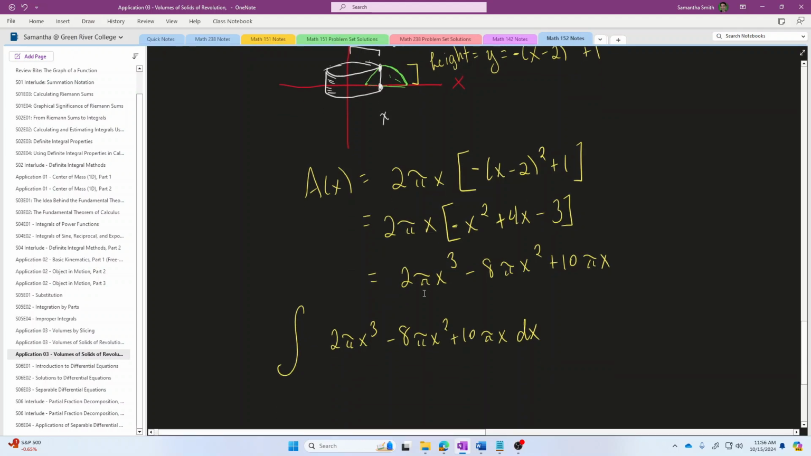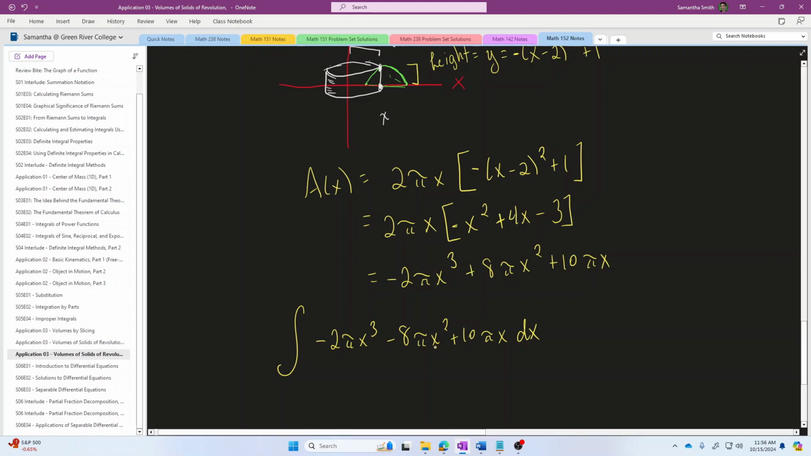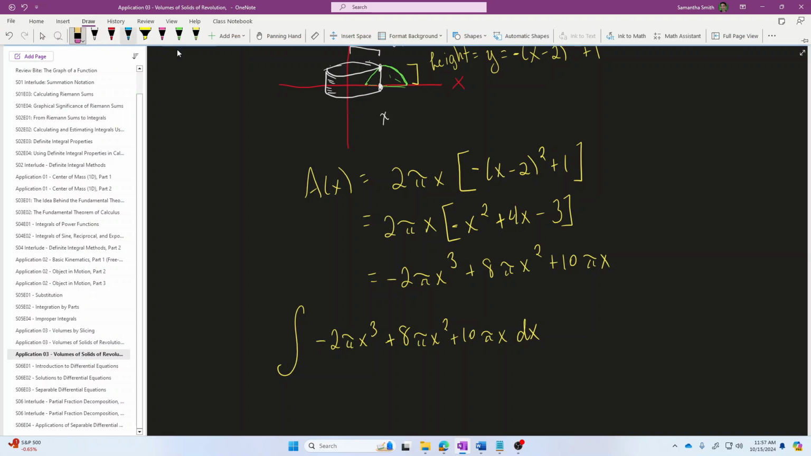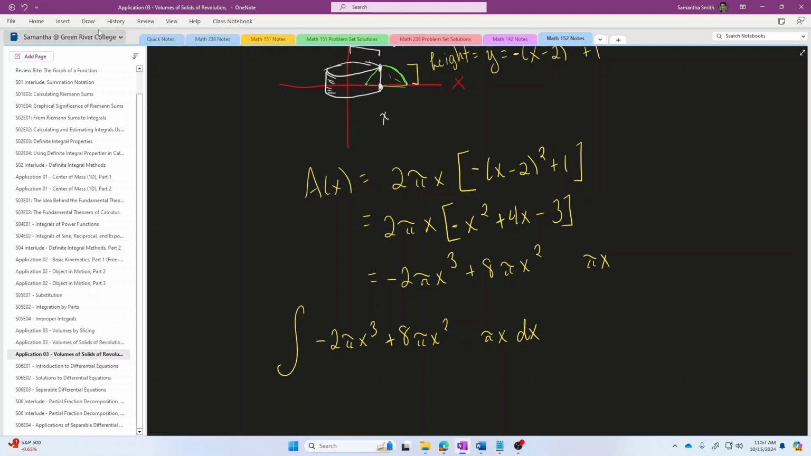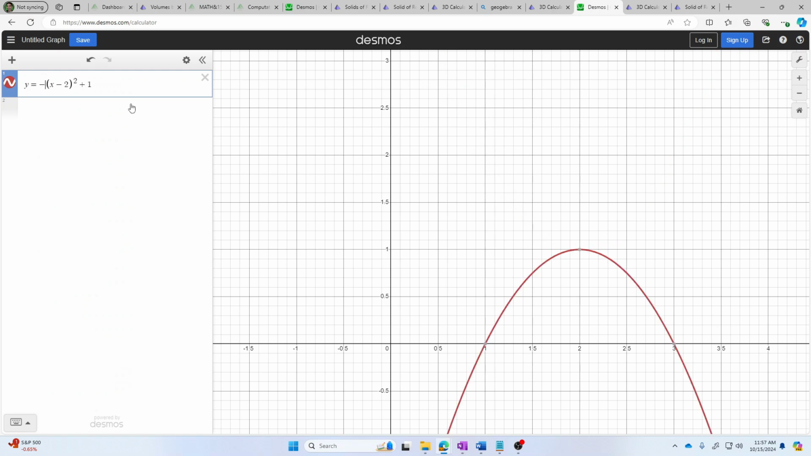And then after distribution, we would get a negative 2 pi x cubed. We would get a positive 4 pi x squared, and we would get a negative 6 pi x in the back. So hopefully that fixes things. Okay, having caught that, let me go back to Desmos and fix the graph as well.